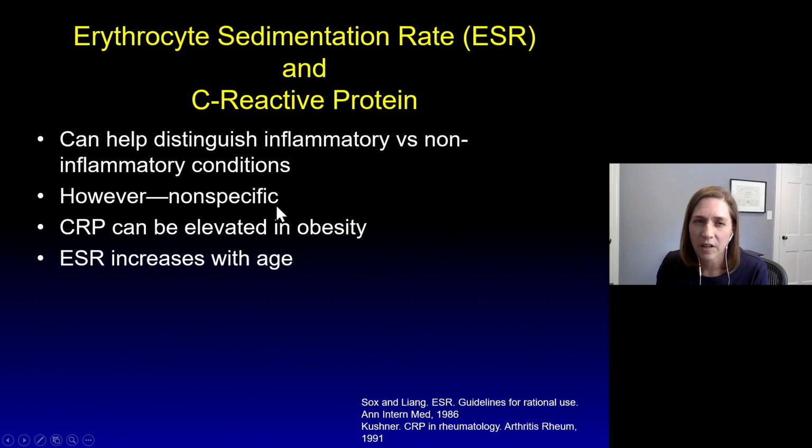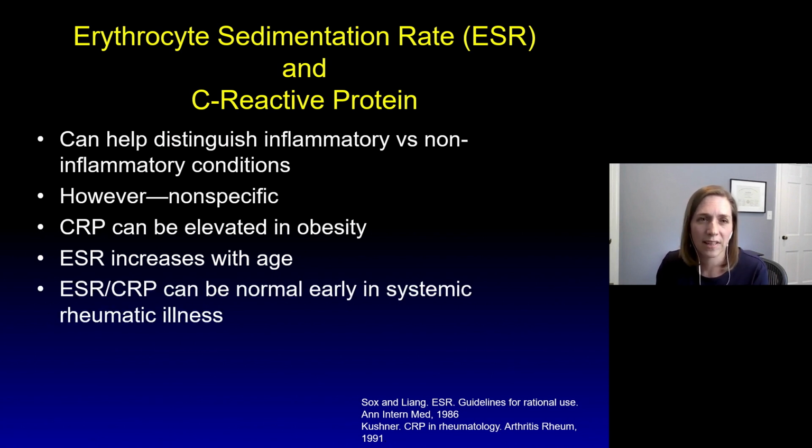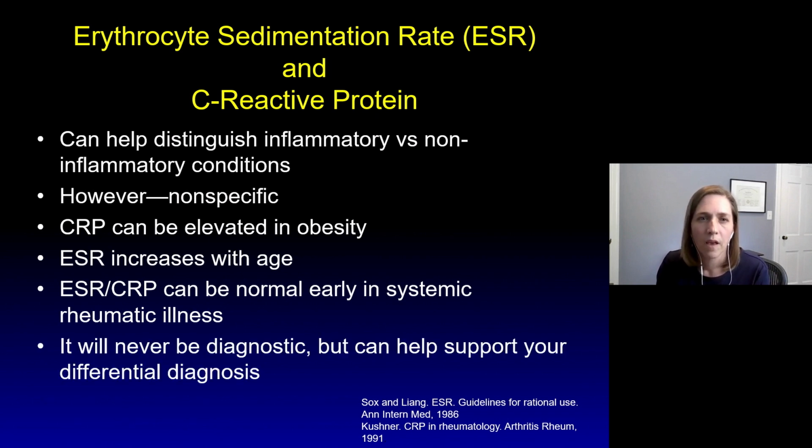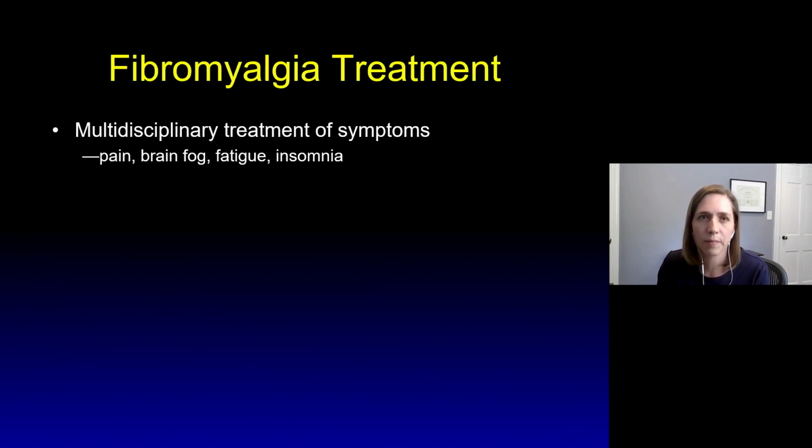But it's nonspecific. CRP can be elevated from obesity alone. SED rate increases with age. A good rule of thumb is your age divided by 2 is your normal SED rate. And it can be normal in early systemic rheumatic illness. You may want to follow this over time. And it's never going to be diagnostic, but it will help support your differential diagnosis.